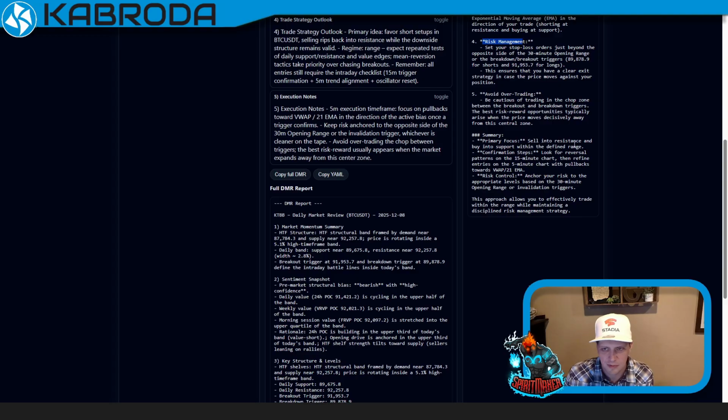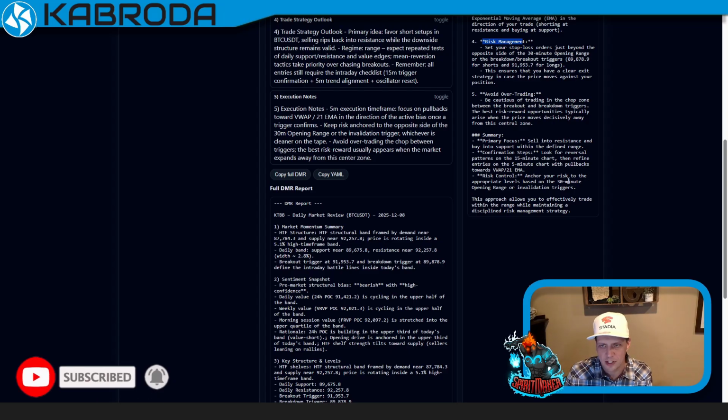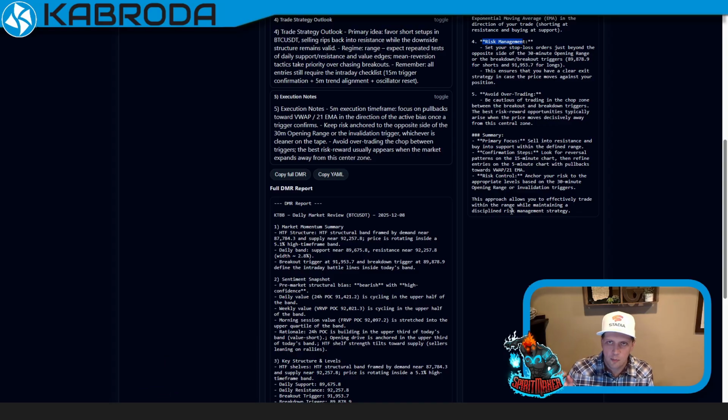I just use this. But so the summary, the primary focus is sell into resistance, buy into support. The confirmation steps is look for reversal patterns on the 15-minute, look for the pullbacks on the 5-minute charts for the entry around that 21. Risk controls, anchor your risk to the appropriate levels based on the 30-minute opening range. And then this approach allows you to effectively trade within the range while maintaining a disciplined risk management strategy. Always good to have a risk management strategy.